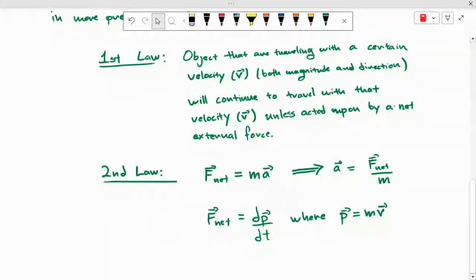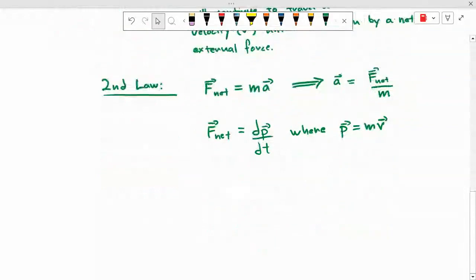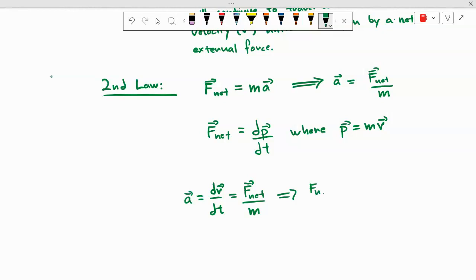All right. The reason I can write it like this is because we realize that A equals dv/dt equals F net over m. Then, because A is equal to dv/dt, that implies that F net equals m dv/dt. And if you move this m inside the parentheses, inside the derivative, you can do that because it is a constant.